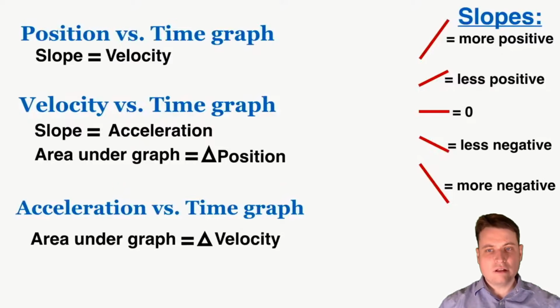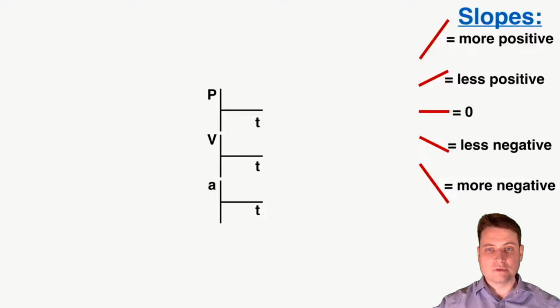And I found that a lot of students struggle with when slope is larger or smaller or positive or negative. So I've left this chart above my head to remind you of when slopes are which value. So a very steep upward slope is a more positive slope. A more shallow upward slope is a less positive slope. A perfectly flat line is a 0 slope, and then a slightly downward slope is a slightly negative slope, and a steeper downward slope is a slightly more negative slope. That's going to be really important in translating these graphs, so make sure you have that committed to memory.